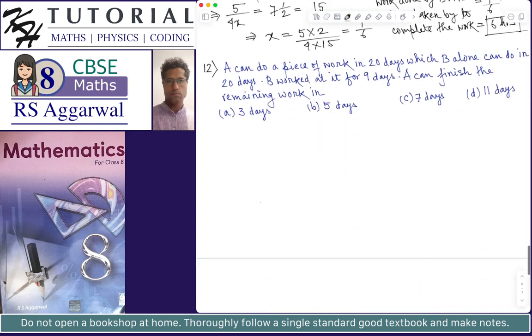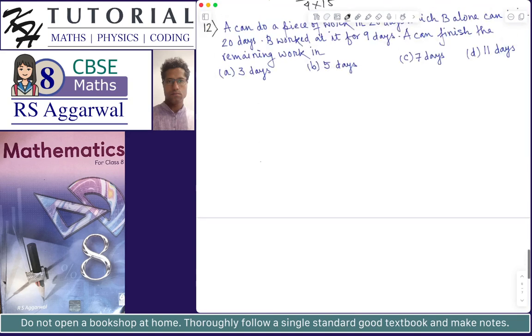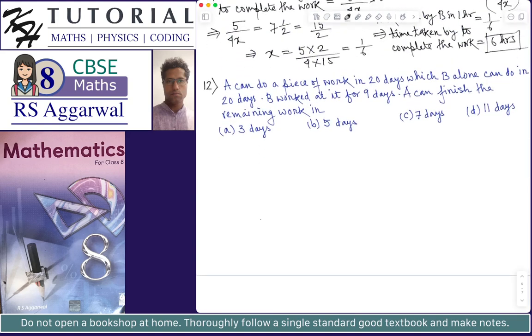Let's do the last problem, which is problem number 12. A can do a piece of work in 20 days, which B alone can do in 20 days. B worked at it for 9 days. A can finish the remaining work in. So, in the first 9 days, B was working alone.